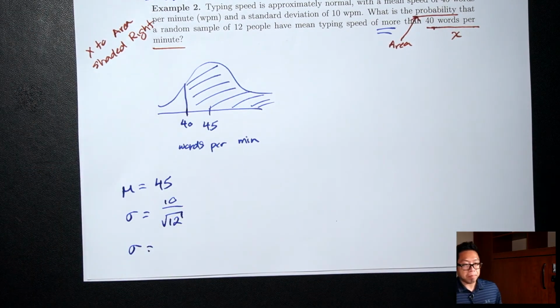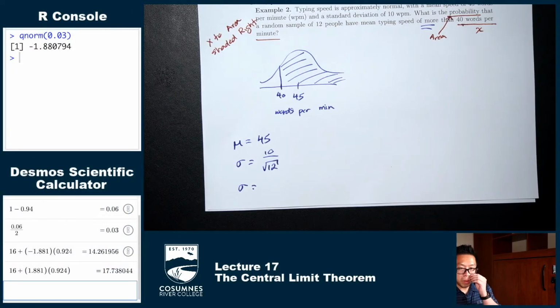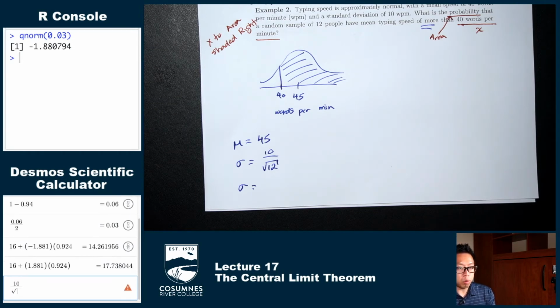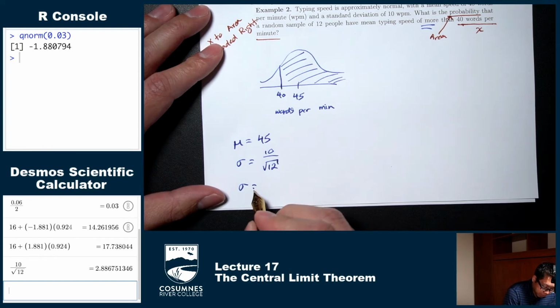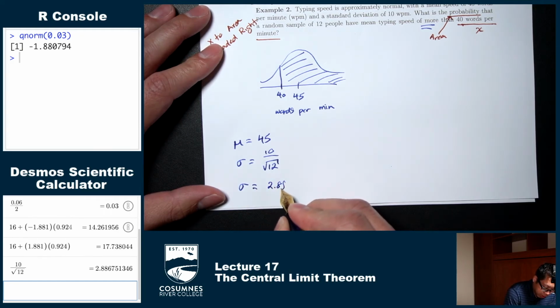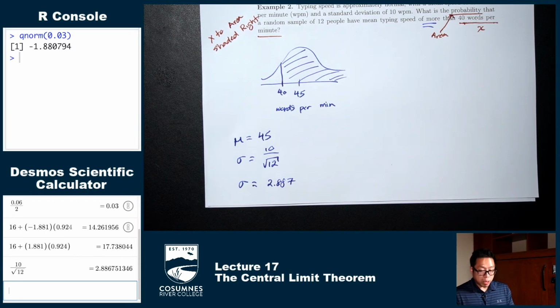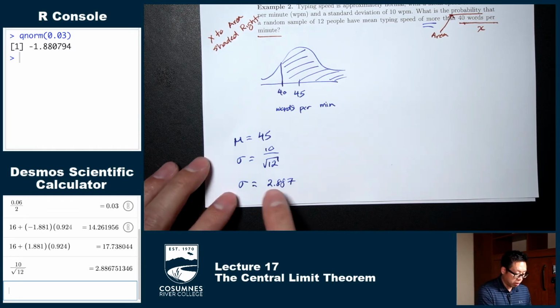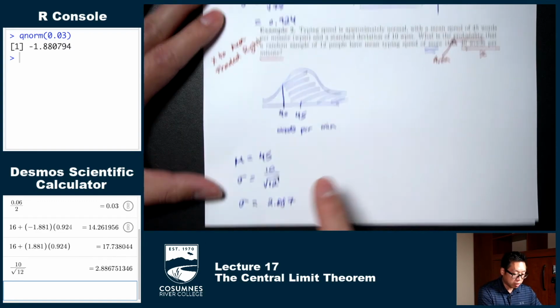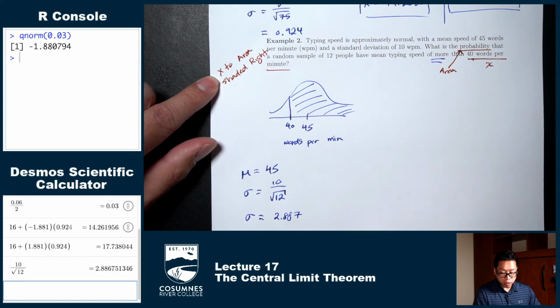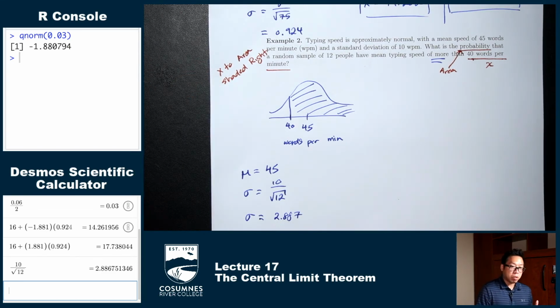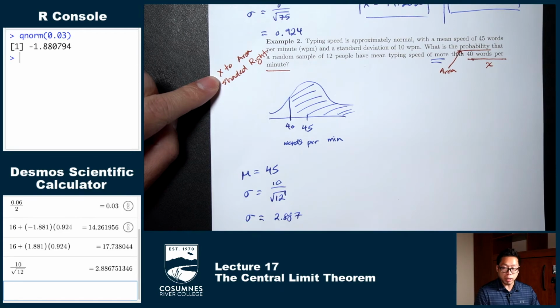And let's calculate that. So 10 over square root of 12. Okay, round this to 3 decimal places. That's 2.887. So when I do the rest of the question, just make sure that I'm using standard deviation of 2.887 and not the original 10. This is an x to area shaded right question. If you need to, go back to last lecture and look up an example that is x to area shaded right. The steps will be the same.